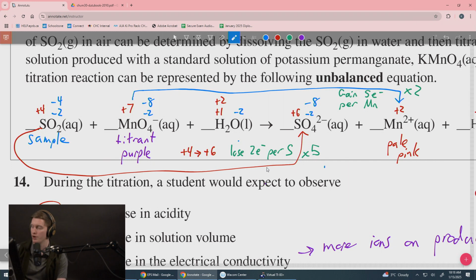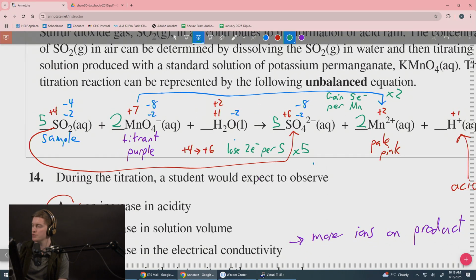transferred overall, which means we get a coefficient of 2 in front of the permanganate and a coefficient of 2 in front of the manganese 2+ ion. Then we get a coefficient of 5 in front of the sulfur dioxide, and we get a coefficient of 5 in front of the sulfate. The rest of this we're going to balance using our atoms.